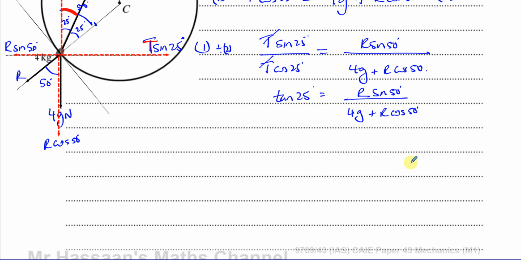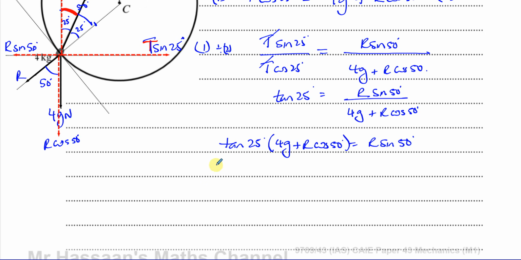So now what we can do is we can multiply both sides by 4g plus R cosine 50. So we have tan 25 times 4g plus R cosine 50 equals R sine 50. And now what I'm going to do, bring the R's together.